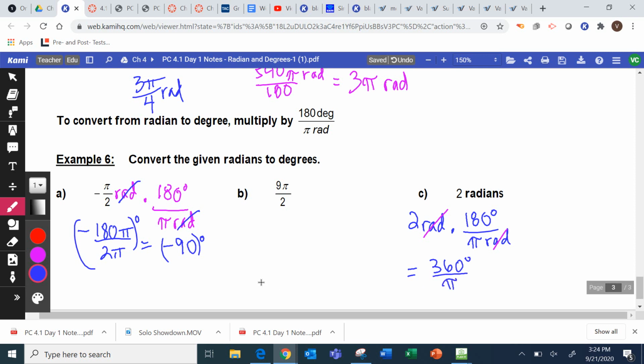And this is basically the answer. We've got 360 divided by pi degrees. Now if I type that in my calculator, I'm going to get an approximation. But this is the exact answer. I'll go ahead and type it in and tell you the approximation. But the first answer is the more exact answer. It's approximately 114.592 degrees. But this answer here is more exact.